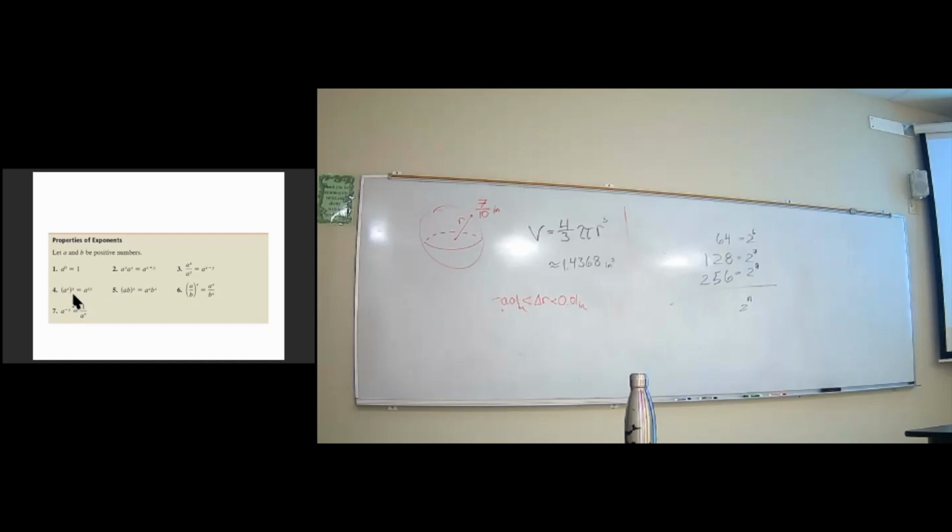A base raised to a power, that quantity raised to another power, is equal to that base raised to the product of those two powers. If we have two different bases multiplied together and raised to a power, that is equal to one base raised to that power times the other base raised to that power. Similarly, division. And any negative power is going to give us a fraction, right?